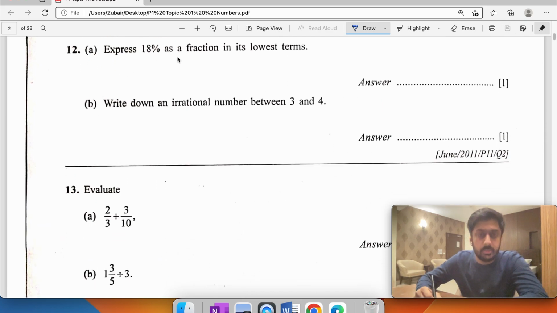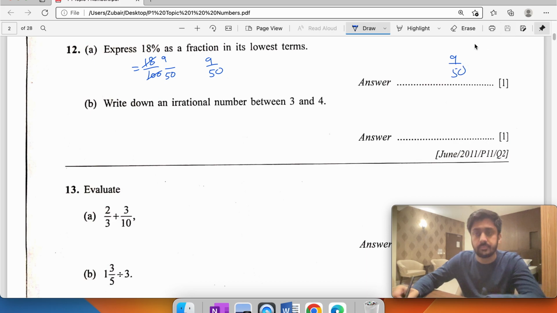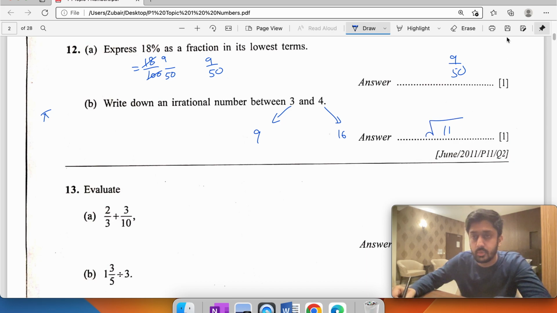Express 18% as a fraction in its lowest term. So this goes with 2. So 9 by 50. Write down an irrational number between 3 and 4. Irrational number is either pi or a non-perfect square. So if I take square of 3 is 9, square of 4 is 16. So write any number between them but with an under root.